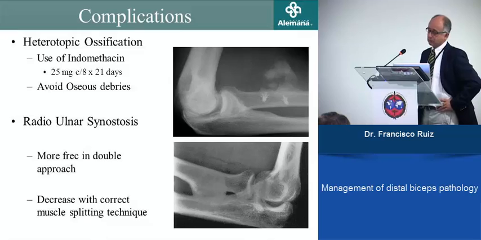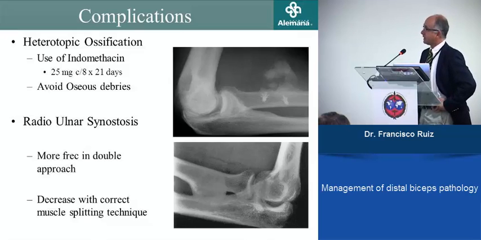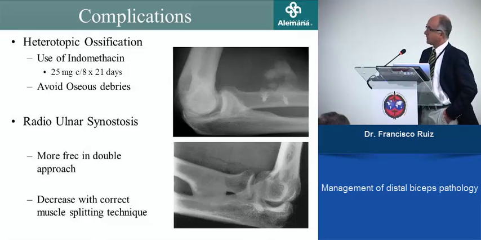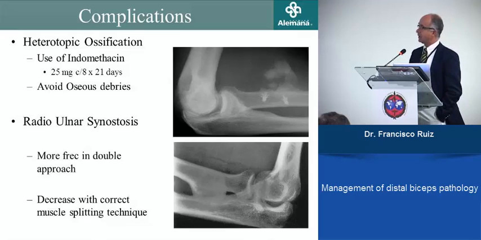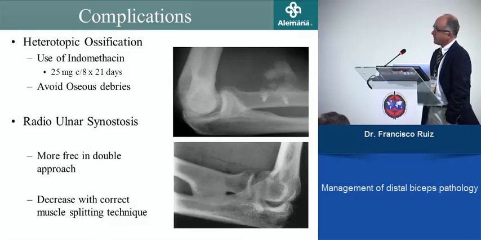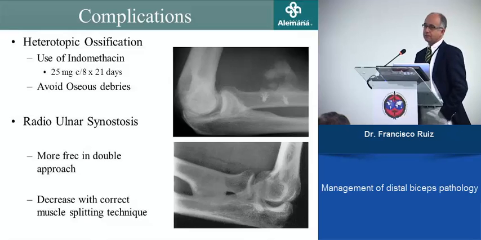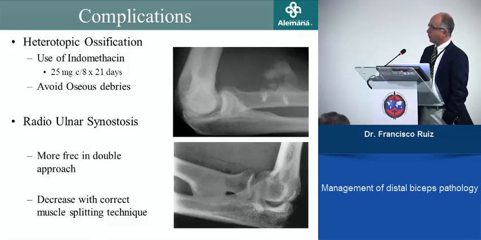The other complication, heterotopic ossification, is frequent. In our hands, we usually use indomethacin, 25 milligrams 3 times a day for 21 days. We have been very fortunate, and we have seen only very tiny ones. As well, when we prepare the tunnels, we avoid the osseous debris.